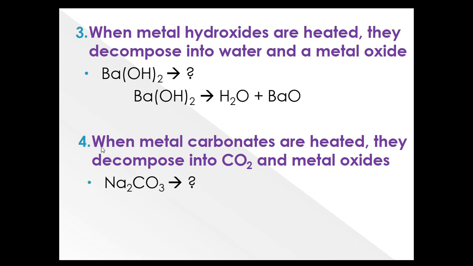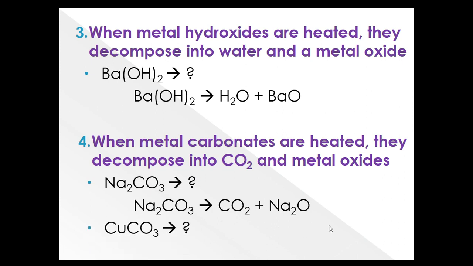Rule number 4 says when metal carbonates are heated, remember carbonate is CO3, so metal with carbonate, they decompose into carbon dioxide and metal oxides. Okay, so we're going to break these guys apart. We're going to form CO2 and a metal oxide. So we're going to take Na and put it with oxygen, crisscross and reduce. So pull out your CO2, and Na has a 1 charge, oxygen has a 2 charge, and you're going to get Na2O.